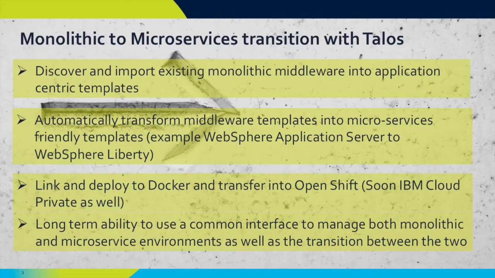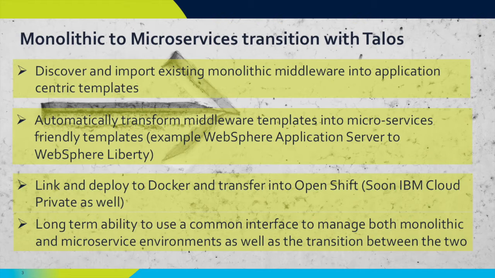What we're going to talk about today is this monolithic to microservices transition leveraging Talos. So in the demo I'm about to get into, we will discover a monolithic middleware runtime environment. In this case, it's WebSphere Application Server. In that environment, I have an application running. It's called Dictionary App. We will pull that configuration, the entire configuration of WebSphere, down. We will then create an application-centric template around this application. It will include the deployable options around the application itself and the application, as well as a data source that it depends on. So we'll create an application-centric template.